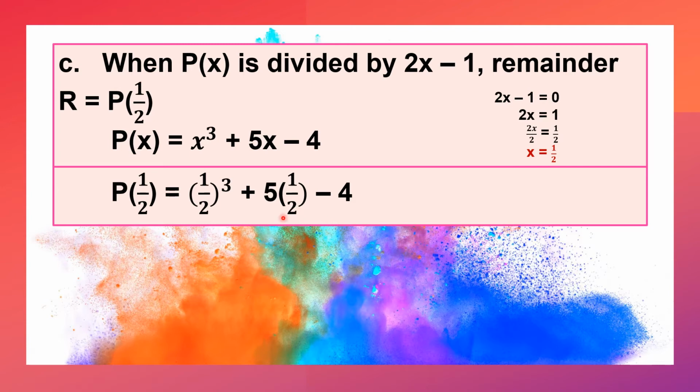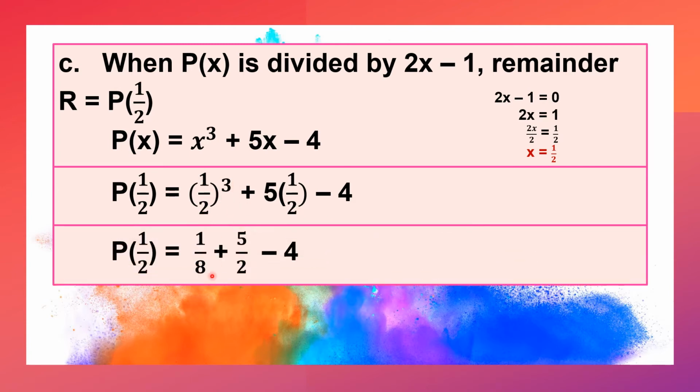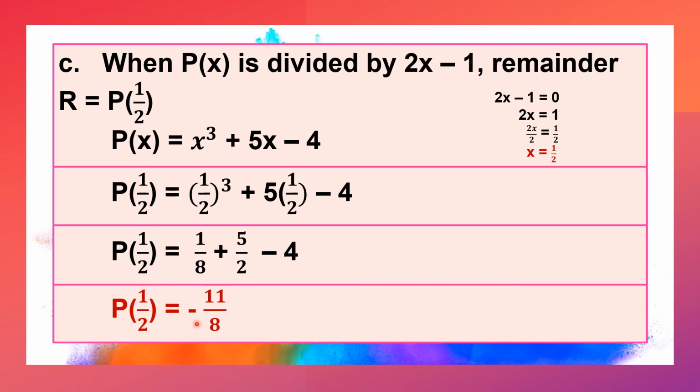Then simplifying it, 1 half cubed is equal to 1 over 8. Then 5 times 1 half is equal to 5 over 2, minus 4. Simplifying it further, 1 over 8 plus 5 over 2 minus 4 is equal to negative 11 over 8. Thus, our remainder is negative 11 over 8.